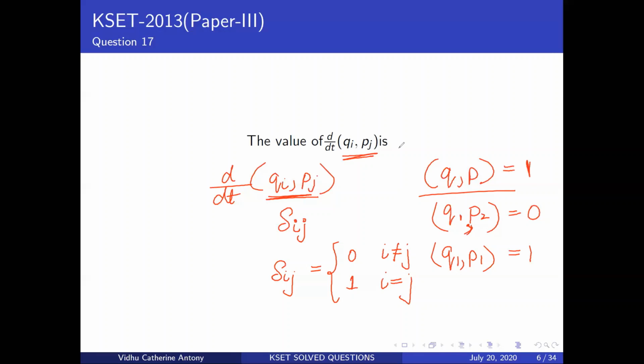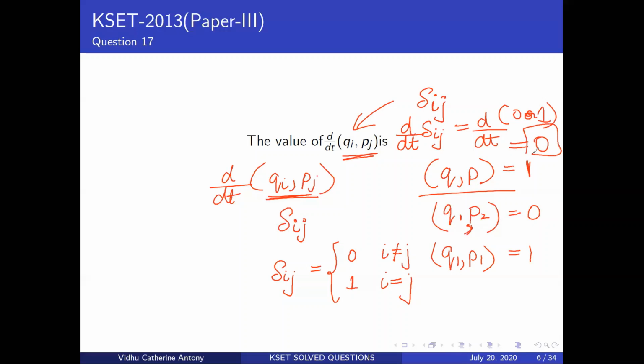So what can you write here instead of this? Instead of this, you can write delta ij. So what do you get? You get a d by dt of delta ij. And that's going to give you a d by dt of what? It's either going to be a 0 or a 1, both of which are constants. So you always end up getting a 0. So this is your answer, 0. Let's move on and check what the options are.